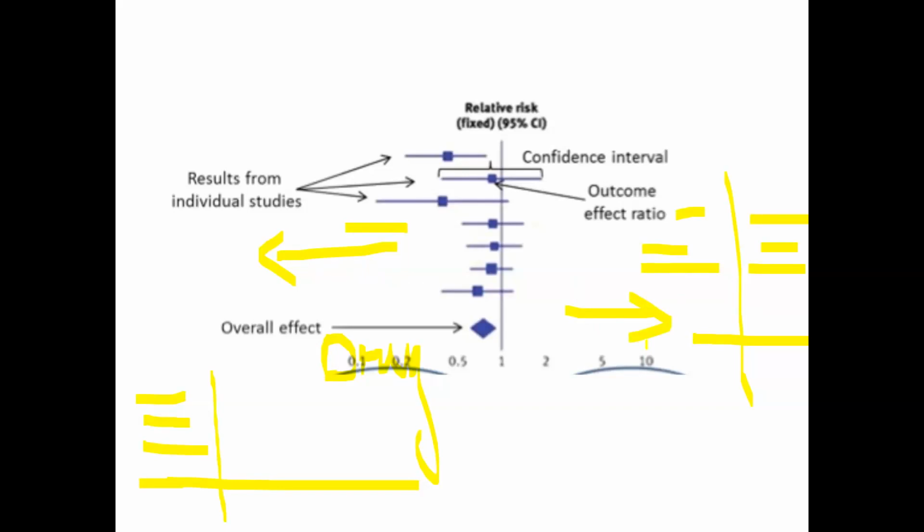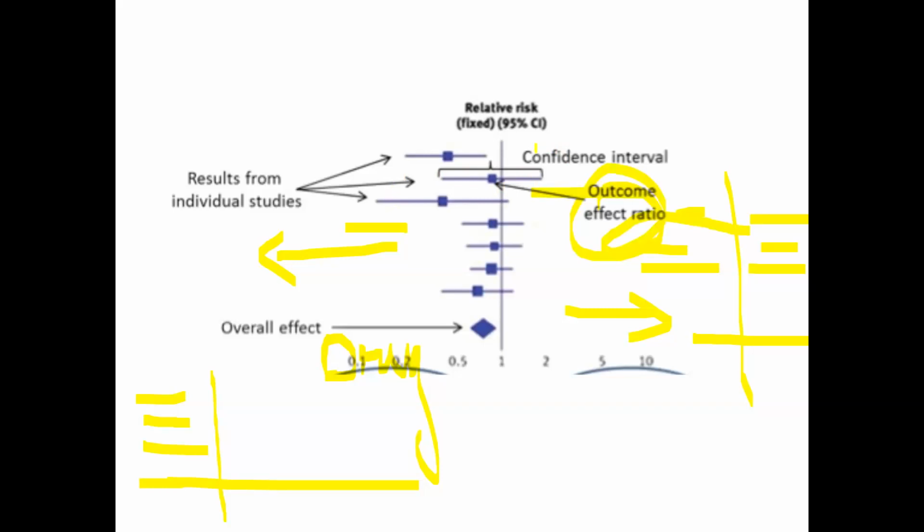Next, the size of each square or point indicates the weight of the study, whether the study is good, the outcome of these effects. The weight of the study, and this line represents the confidence interval.